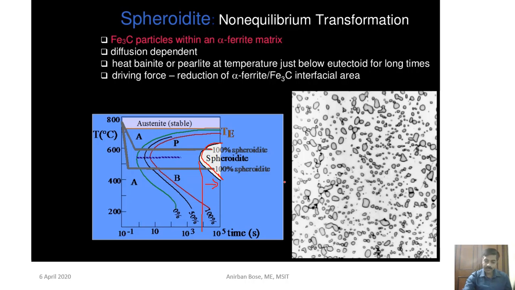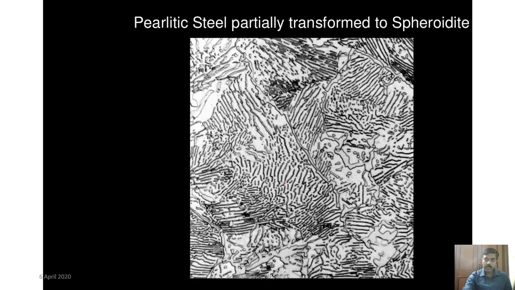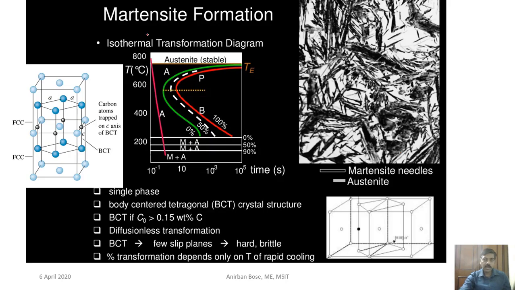Okay, here you can see the spheroidite, pearlite still partially transformed into spheroidite, not completely. In some of the regions here you can see that some of the spheroidite structures have been formed. The martensite transformation occurs when, if you quench it very fast, you can see this is the line.